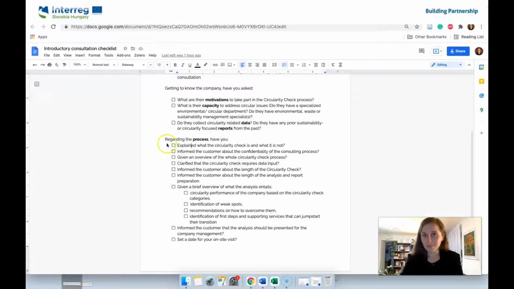Regarding the first principal goal of the introductory consultation, it's important that you don't forget to explain all the details regarding the process that might await them. It's crucial that they understand what the circularity check is and what it is not. It is an assessment that should help them move forward. It should be an assessment that helps them with their internal strategies and processes. It is not a certification process.